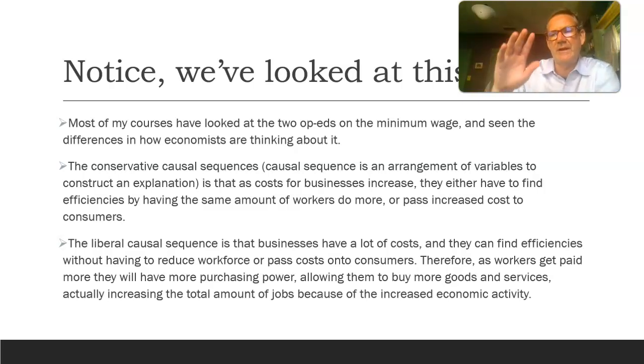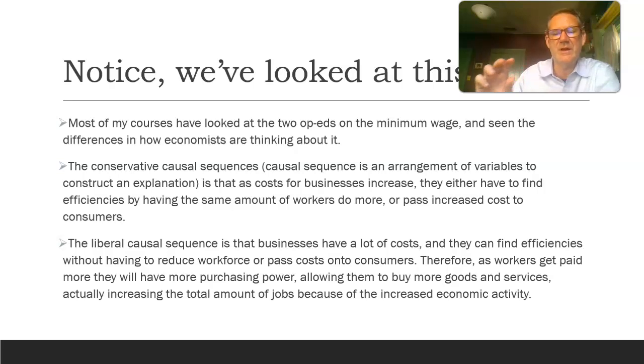The conservative approach here, the conservative causal sequence, and remember a causal sequence is an arrangement of variables to construct an explanation, is that as costs for businesses increase, they either have to find efficiencies by having the same amount of workers do more, or pass increased costs to consumers, right?